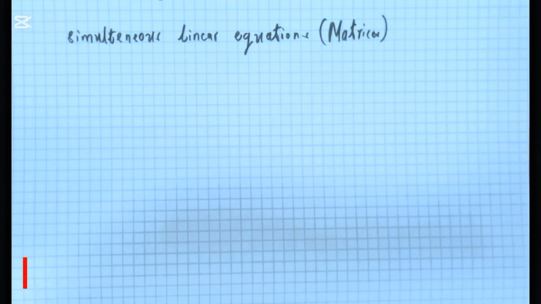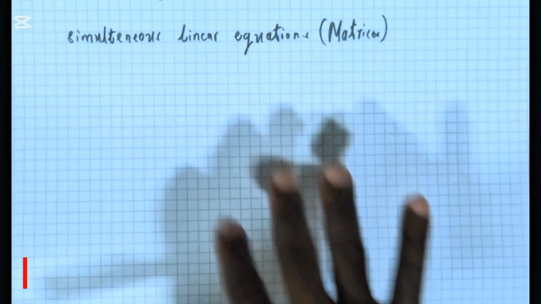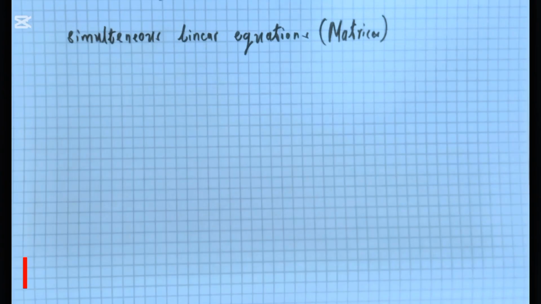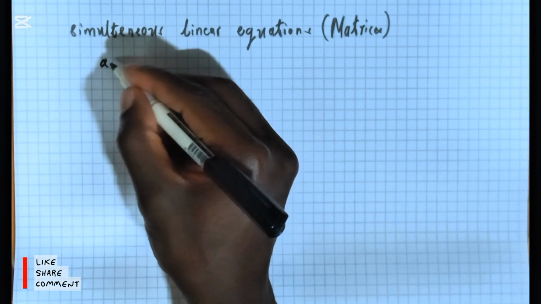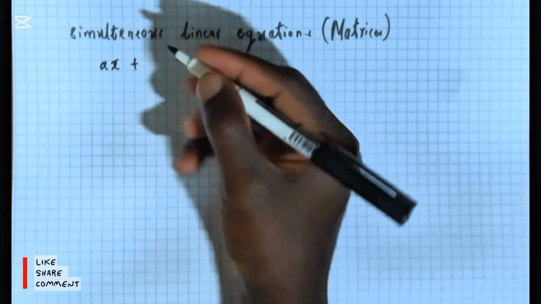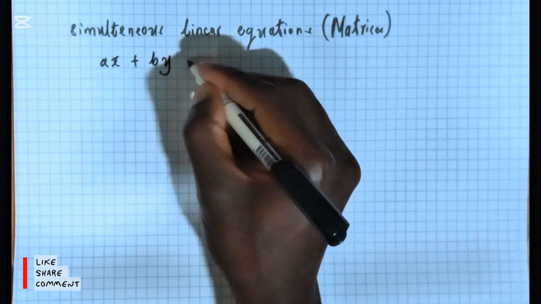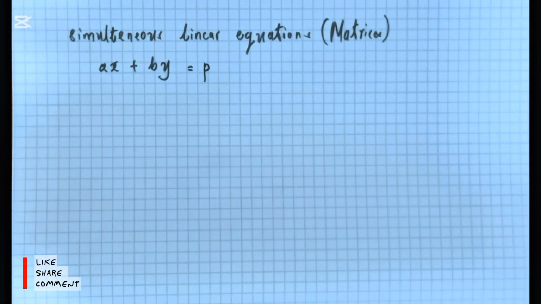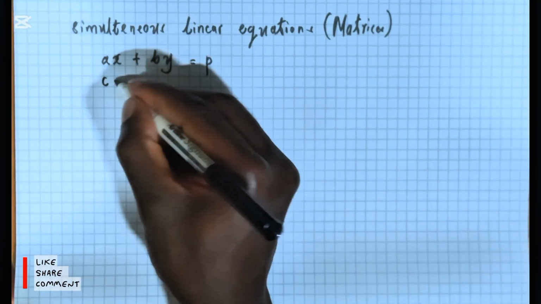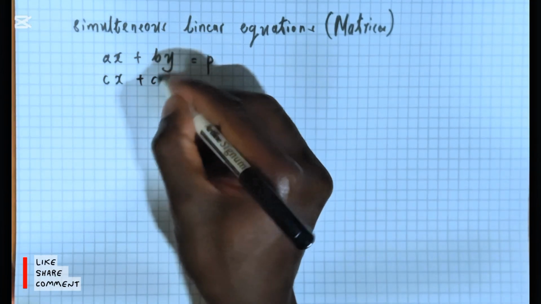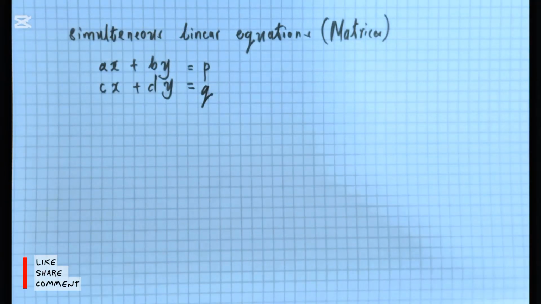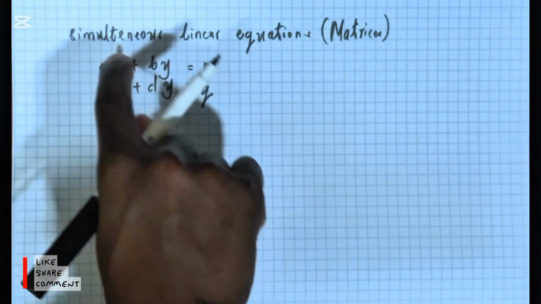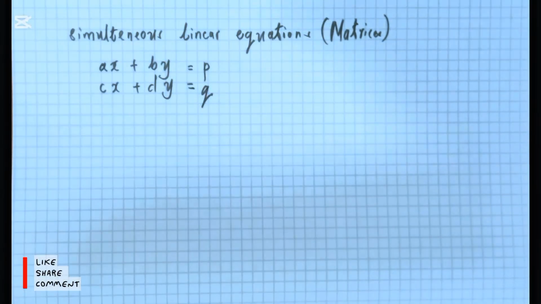We are going to look at the last subtopic on matrices, and we are going to try to solve simultaneous linear equations using the matrix method. So let's say that you have been given linear equations ax plus by equals p, and cx plus dy equals q. And you have been told to find the values of the unknowns x and y, using the matrix method.